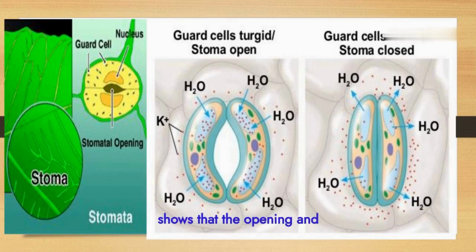This shows that the opening and closing of the stomata depends on the water present inside the guard cells. The stomata open when there is turgidity in the guard cells and close when there is flaccidity in the guard cells. Turgid and flaccid are the scientific terms that must be used here particularly.